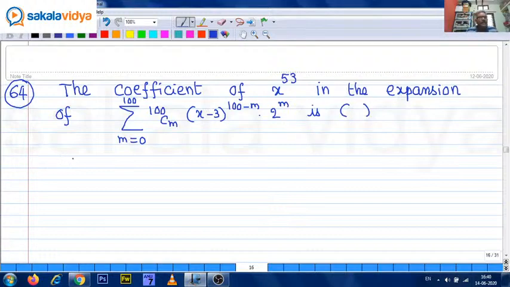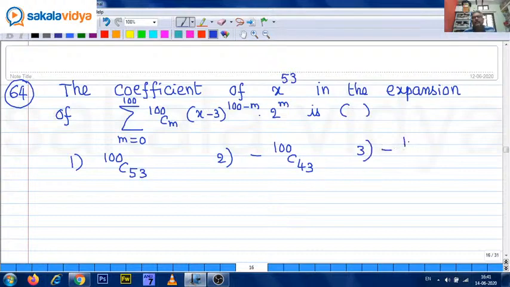So the first option is 100C53, the second option minus 100C43, the third option minus 100C53, the fourth option 100C50.